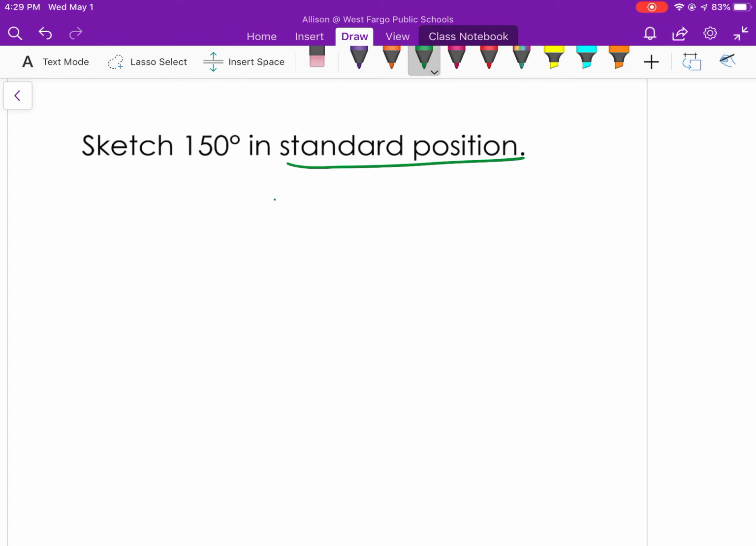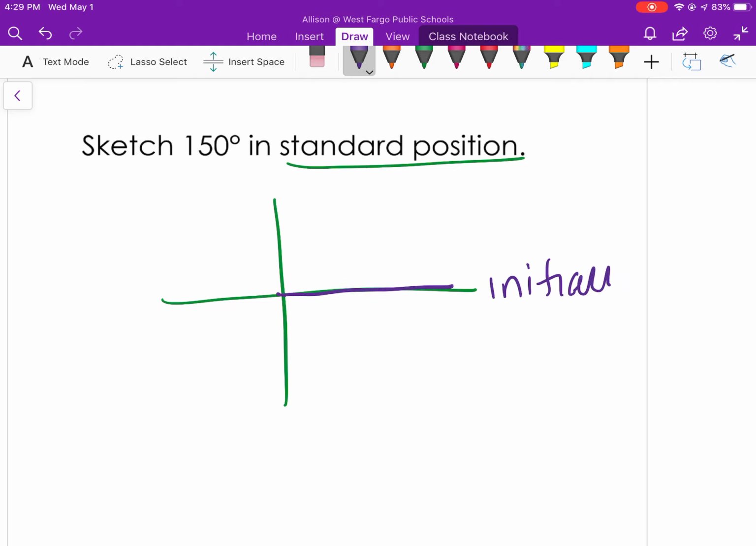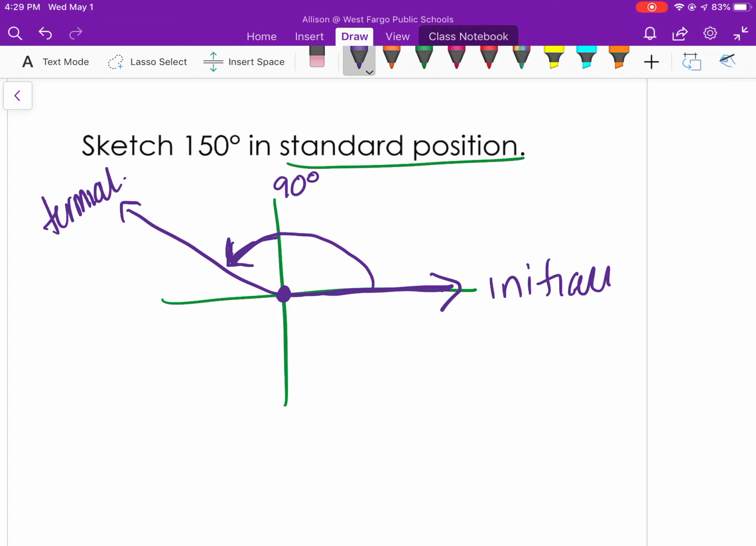In standard position means that the initial side is always your positive x-axis. Your vertex is always at 0, 0. If it's positive, you go counterclockwise, then this is 90, so 150 would be right about here. And this is your terminal side. So you need 3 things there: the vertex, the initial side, the terminal side, and the direction that you are graphing it.